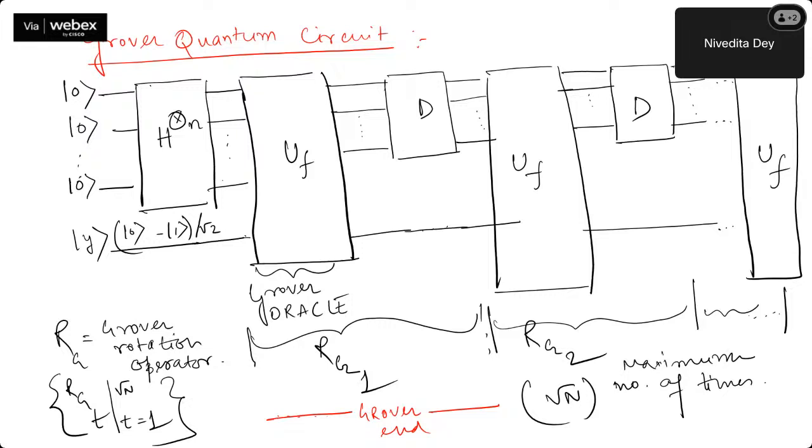There only you will be needing Grover, because there is no other technique that defines QA other than Grover. Okay, so this is the thing.